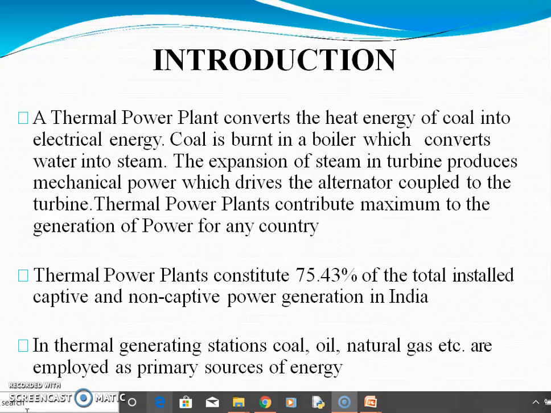A thermal power plant converts the heat energy of coal into electrical energy. Coal is burnt in a boiler which converts water into steam. The expansion of steam in the turbine produces mechanical power which drives the alternator coupled to the turbine. Thermal power plants contribute maximum to the generation of power for any country. Thermal power plants constitute 75.43% of the total installed captive and non-captive power generation in India. In thermal generating stations, coal, oil, natural gas, etc. are employed as primary sources of energy.